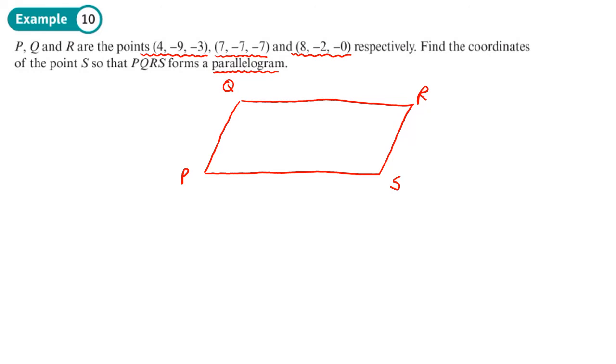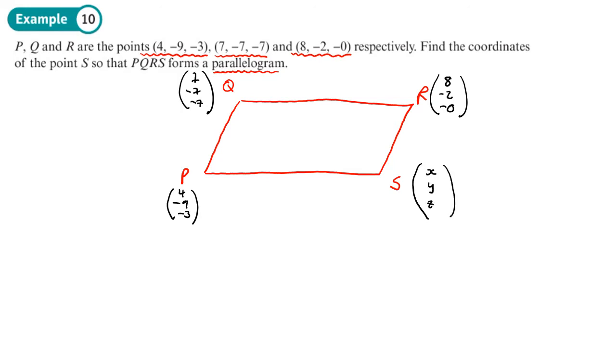So P is, I'm going to write it as a column, 4, negative 9, negative 3. Q is 7, negative 7, negative 7. R is 8, negative 2, negative 0. And we want to work out what this is, X, Y, Z. So what we're going to do is work out the jumps. I'll show you what I mean.